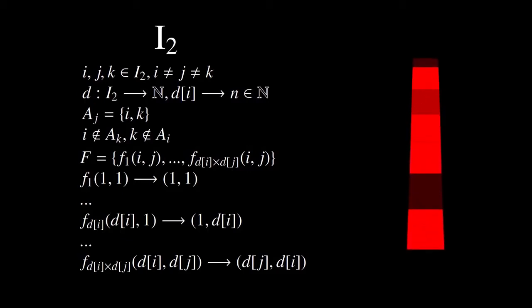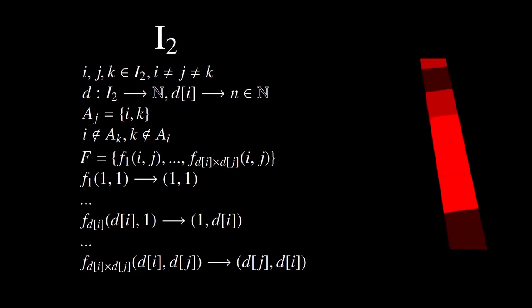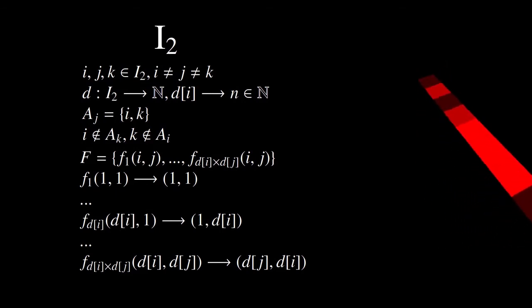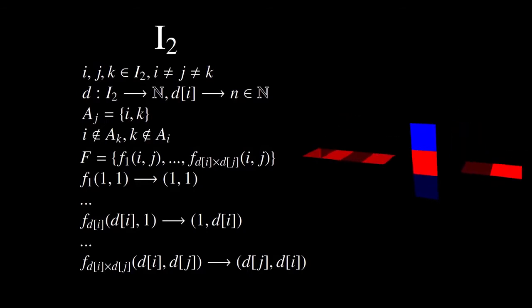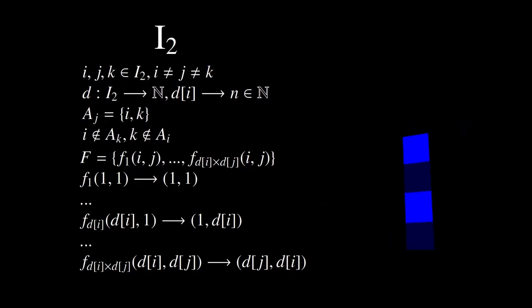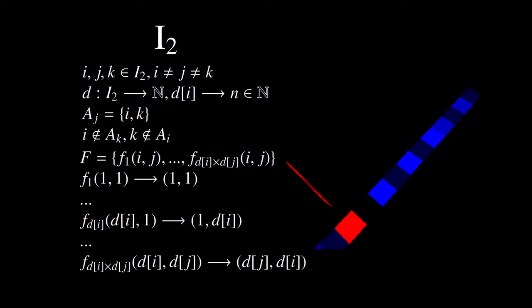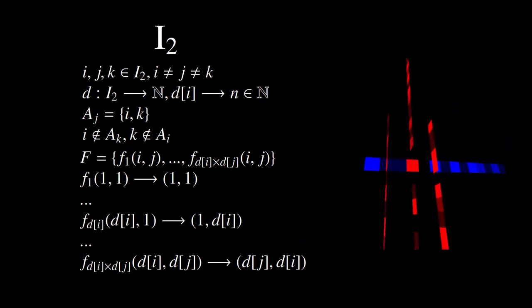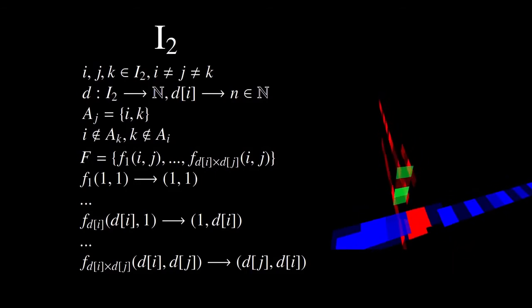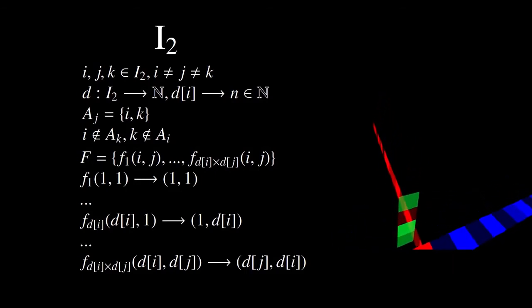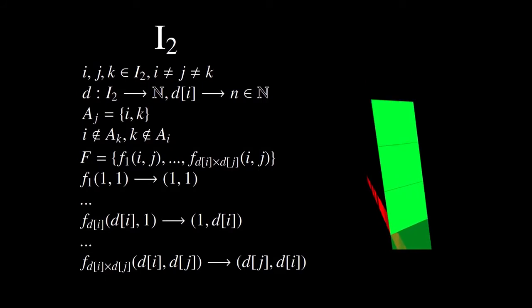Set big I2. Members can interact with 2 other members, but only one at a time. Little i, j and k in big I2. D is a mapping from big I2 to the natural numbers. A subscript little j is little i and little k. I have specified that little i is not adjacent to little k and vice versa. Little j is in between the other 2, as I want to keep things simple for now and avoid loops. Big I2 has more interactor functions than big I1.